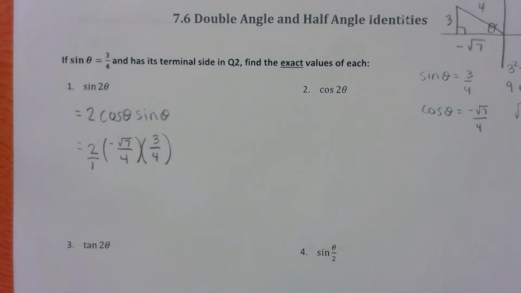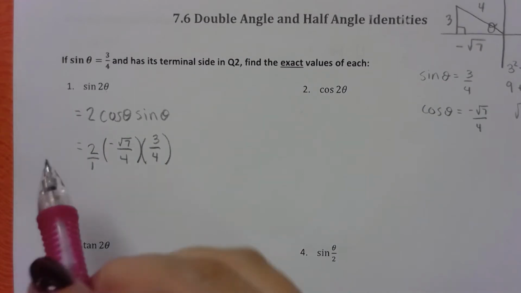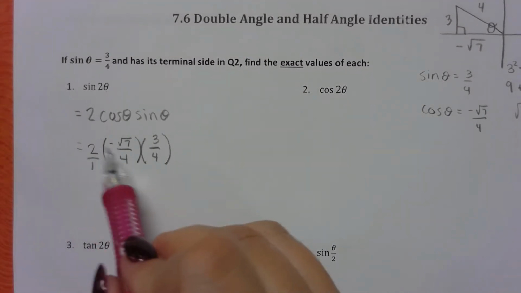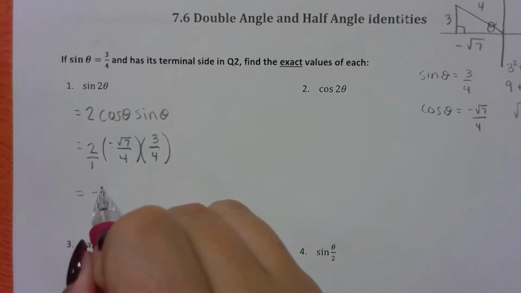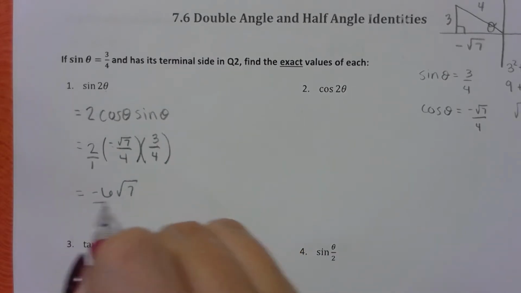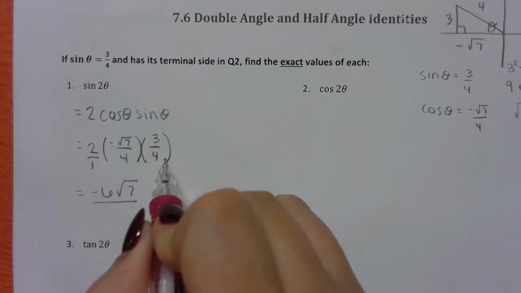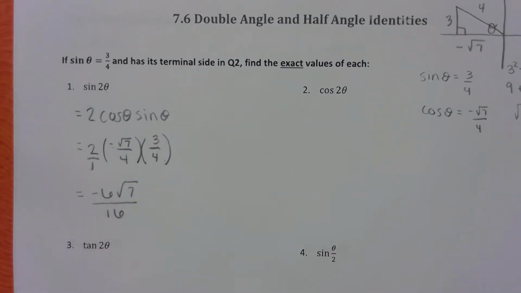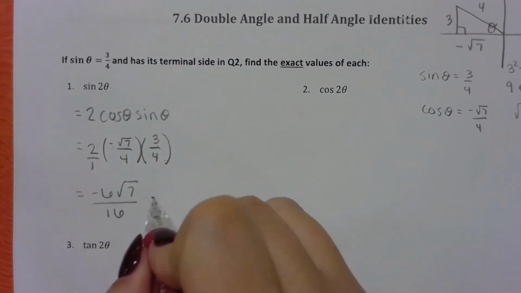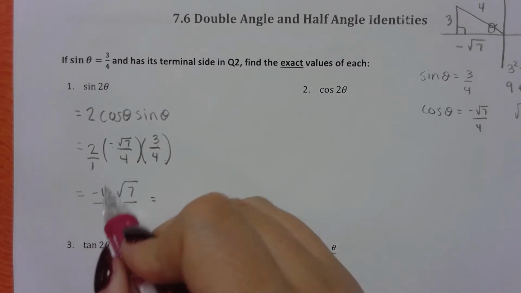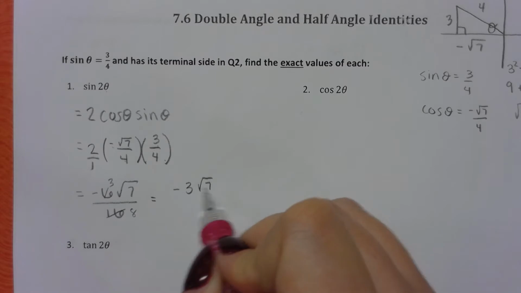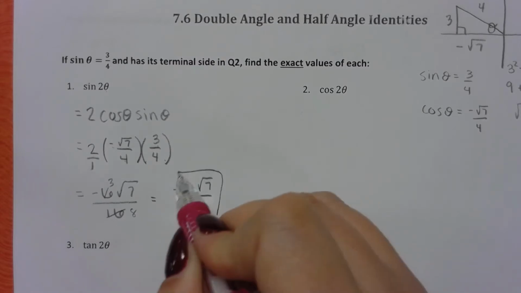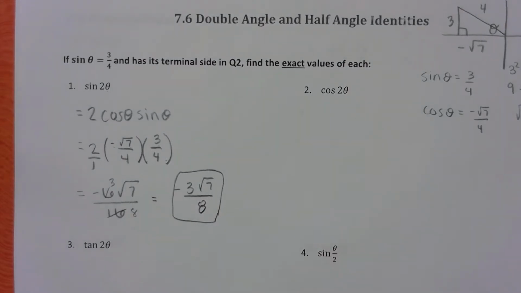Now remember, I can make anything over 1, so now I can multiply. 2 times -√7 times 3 is going to give us -6√7 over 1 times 4 gives us 16. And then we can simplify. This can divide by 2, this can divide by 2, so we've got -3√7/8 as our final answer.